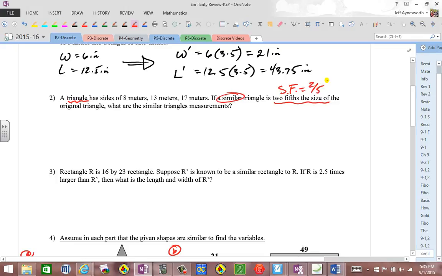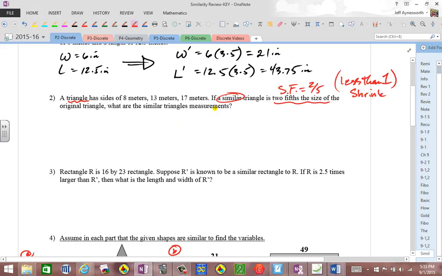It's going to shrink, because 2/5 is less than 1. Why? Because it's 2/5 as big. If the scale factor is bigger than 1, then it grows, which means it increases in size. If the scale factor is less than 1, then it decreases in size. So what are the new triangle's measurements?